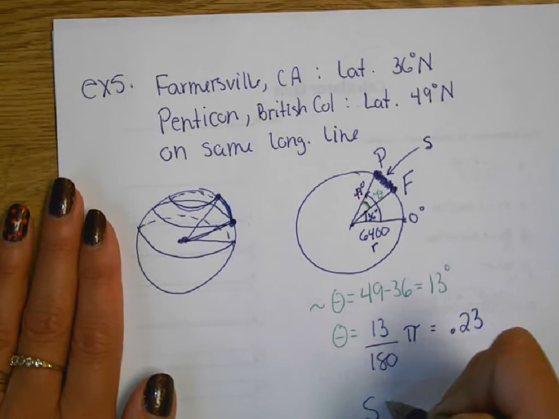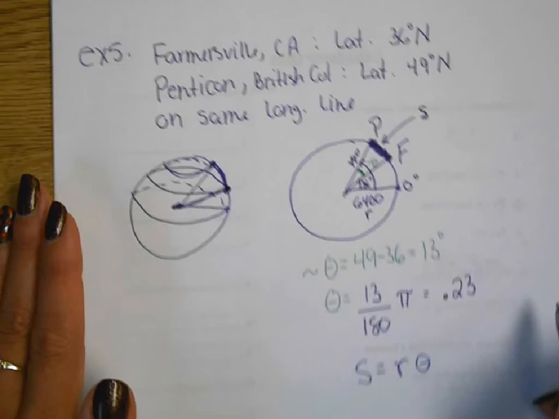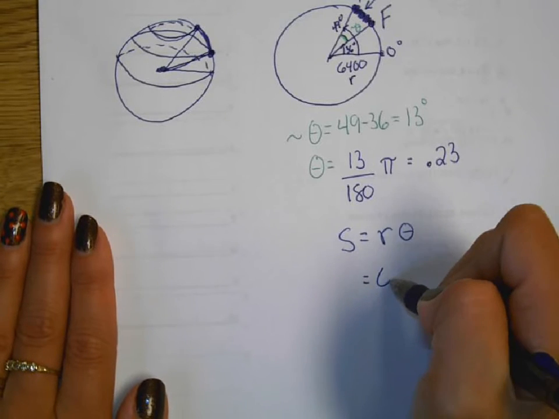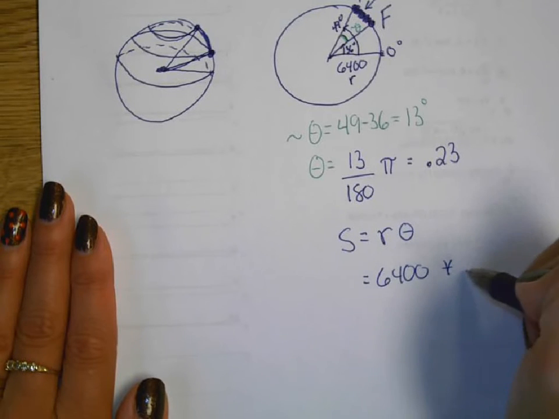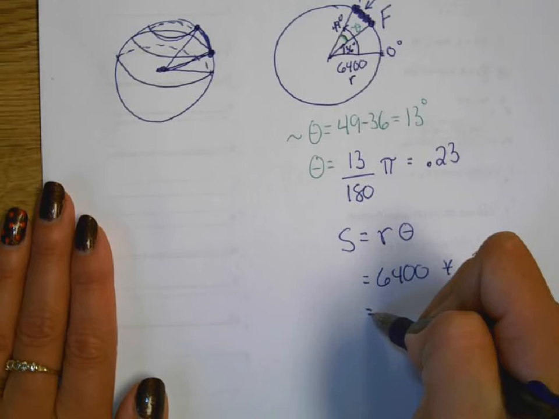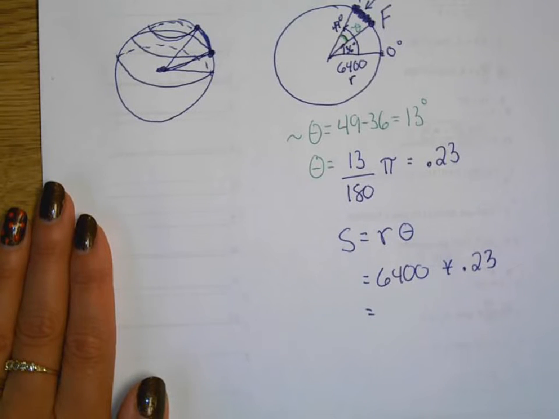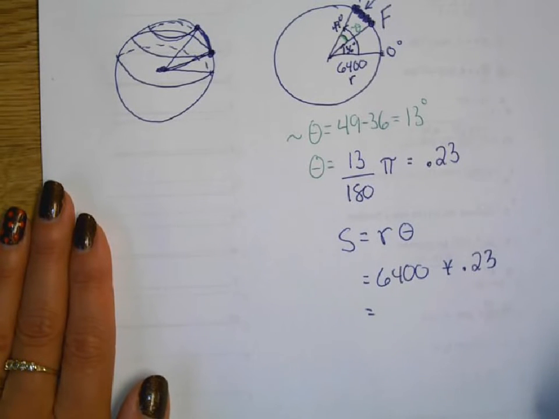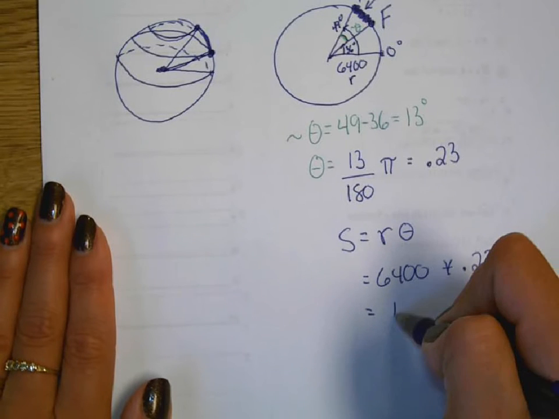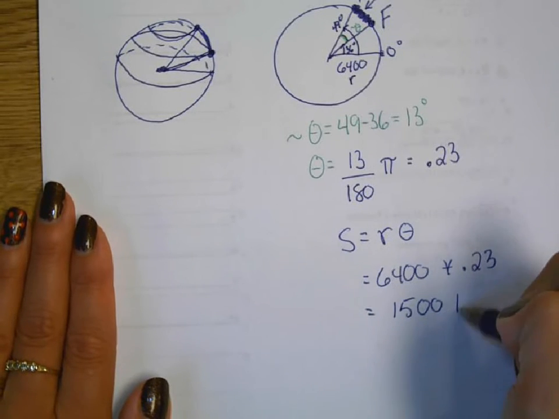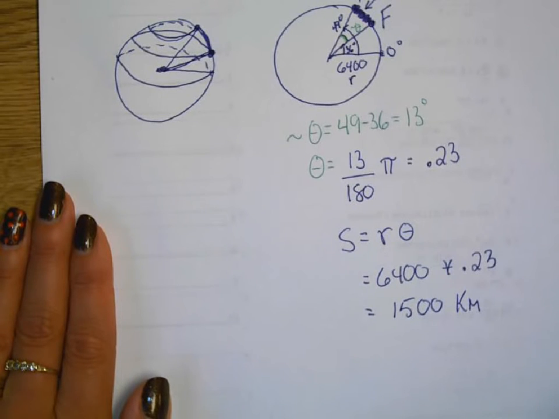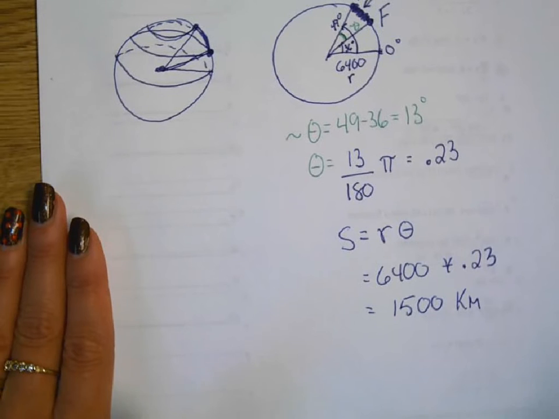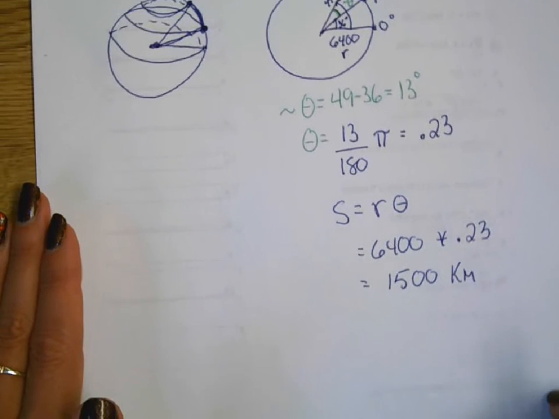So now we go into our S equals r theta problem. We know the radius is 6,400 multiplied by your 0.23. Or you could have done that 13 pi over 180 in that spot too. It doesn't matter. It might save you a little bit of work. How far apart are they to 2 sig figs? 1,500? Yep. Nice. Yeah, that's it for that one.